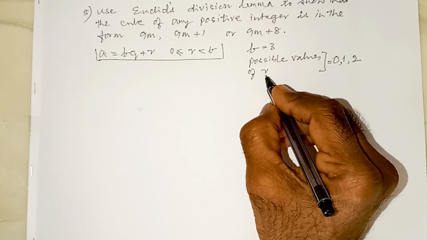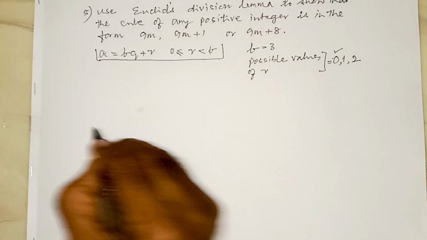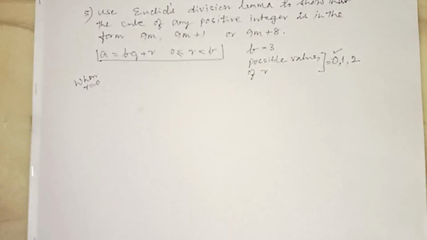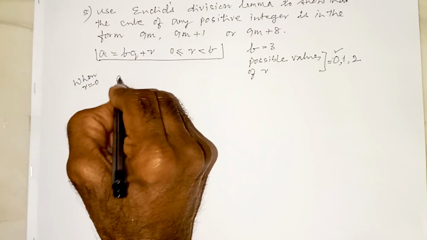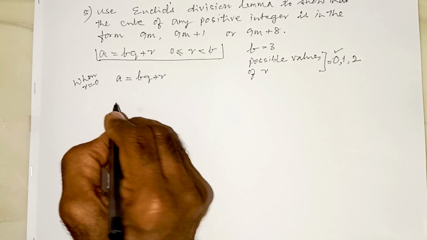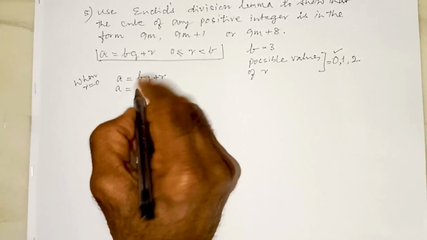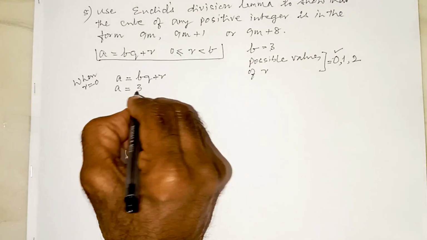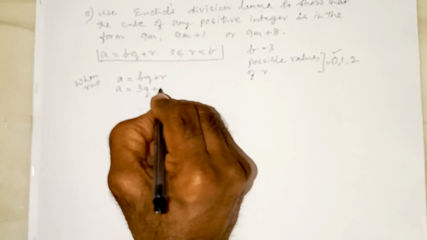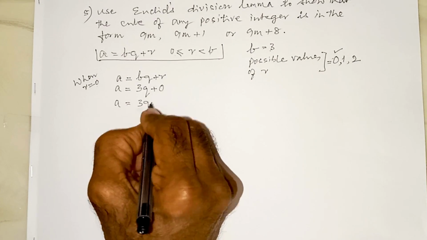Now we will take one by one value of R. Let us start with 0. When R is equal to 0, what happens? A will be equal to BQ plus R. We put the value of 0 here for R. A will be equal to, B is 3, we write Q as it is, plus R is 0. This is the first case. Therefore, A is equal to 3Q.